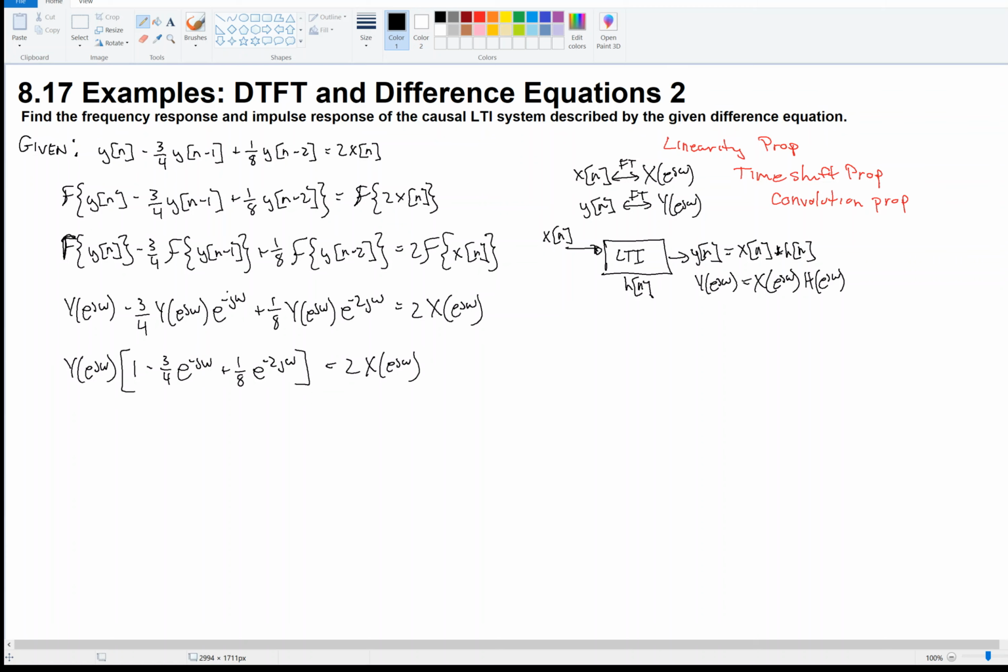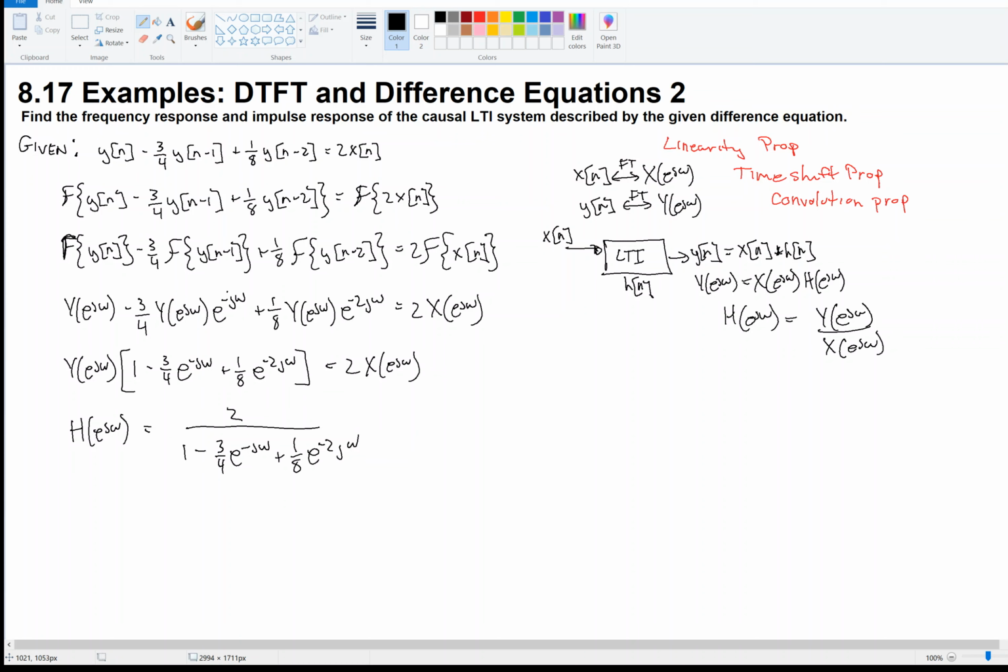In other words, H is Y over X. So now I find Y over X, so I divide by X, that leaves me with 2, and then I divide by this thing in brackets, and I find that capital H is equal to 2 over 1 minus 3/4 e to the minus j omega plus 1/8 e to the minus 2 j omega.